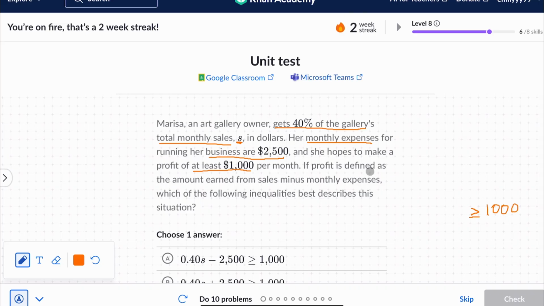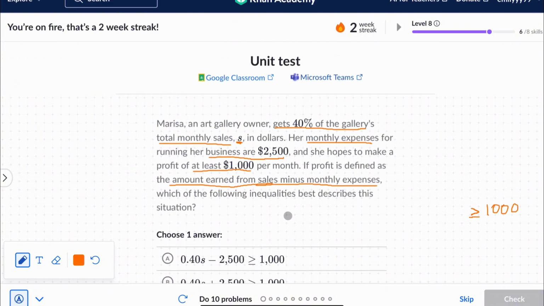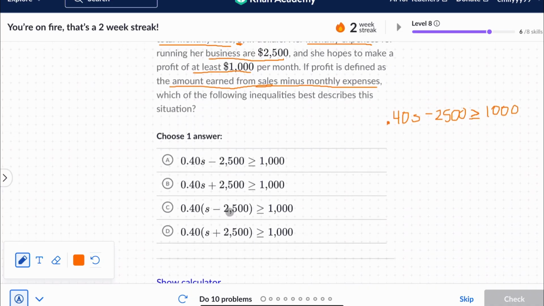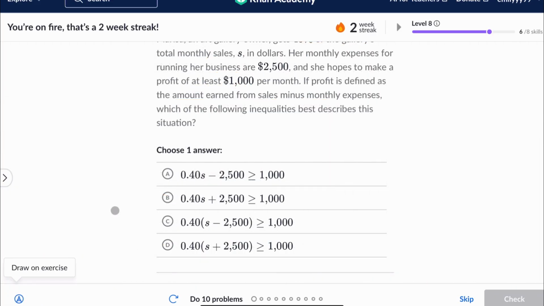And then it says we can get the profit by taking sales minus monthly expenses, or the amount earned from sales. So it's going to be 40% times S, so 0.40 S, and then minus 2,500, and that should be the inequality. So it should be A. Remember, this is a minus sign right here, so we can already cross out D and cross out B. So it's A.